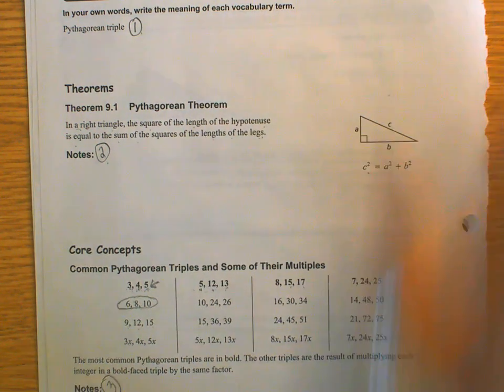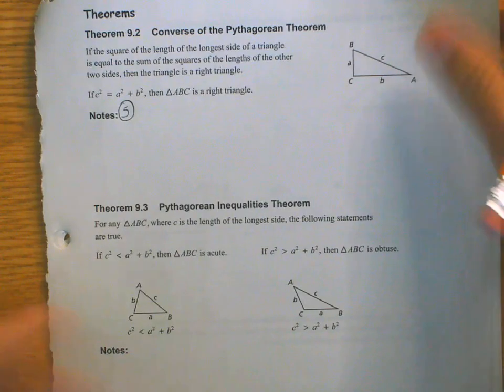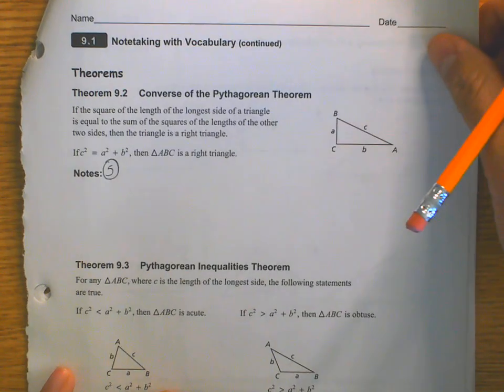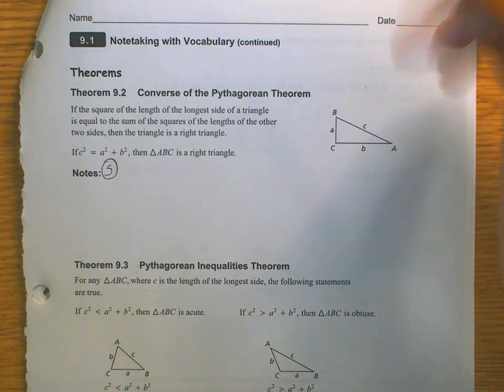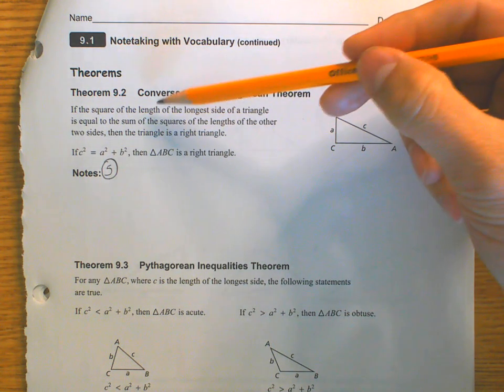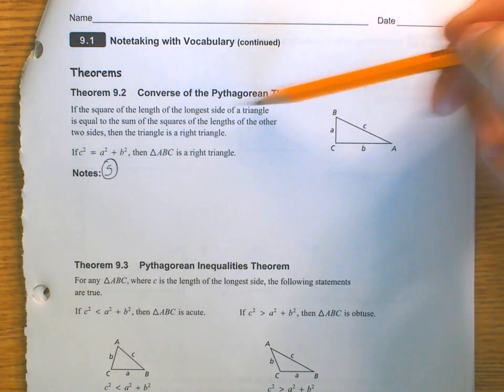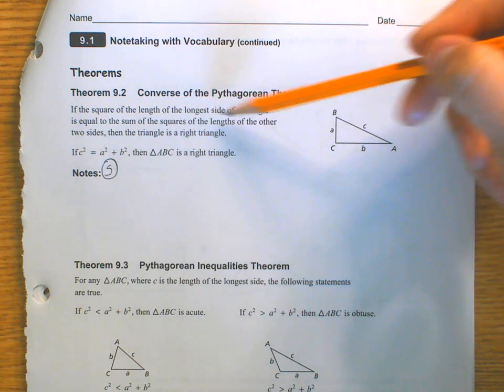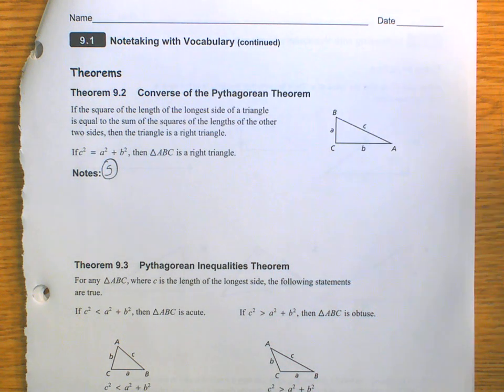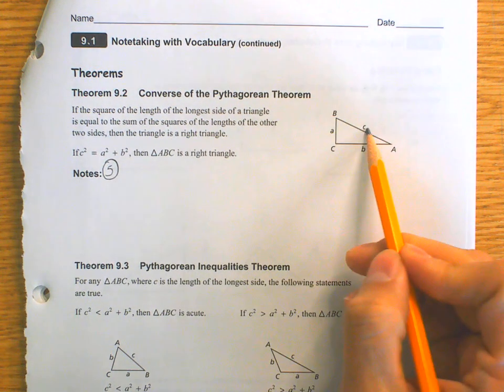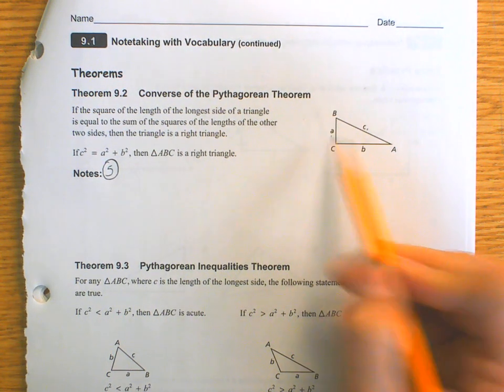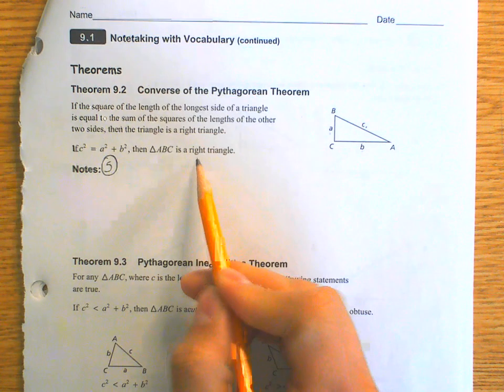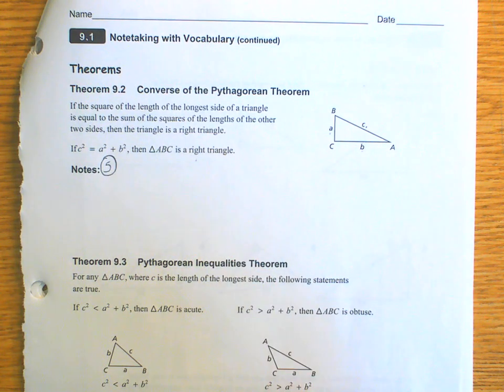All right, next page. Page 245. The converse of the Pythagorean theorem. So if the square of the length of the longest side of a triangle is equal to the sum of the squares of the lengths of the other 2 sides, then the triangle is a right triangle. So it works backwards. If your c squared equals your a squared plus b squared, then it's going to be a right triangle. What happens if it's not?